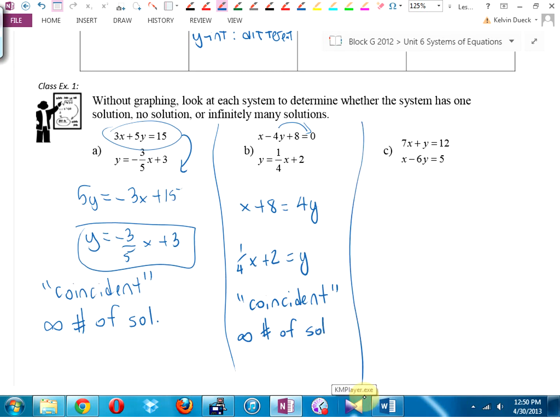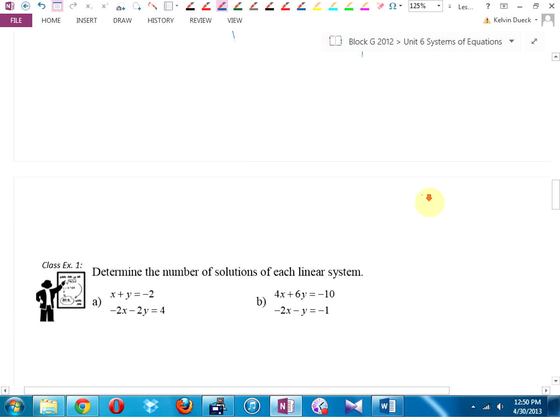Without doing any work in your head, looking at C: none, one, or infinite? These are going to cross. You know why? Because those coefficients have nothing in common, right? Trust me, if you rewrite it, you're going to find different numbers in front of the x each time, but I'm telling you, that's going to be one solution. It's a nice time saver because it lets you know ahead of time, do you even want to try? Turn the page.